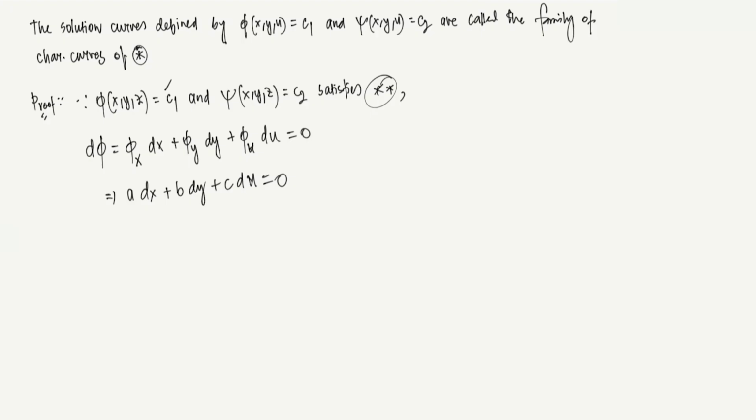And similarly, if you look at the other equation, this equation will give you a, one second, sorry, there's a small mistake which I did. This should be phi of x, phi of y, and phi of u. And similarly, from this other equation, you are going to get c psi of x plus b of psi of y plus c of psi of u equals to 0. I hope this is clear.